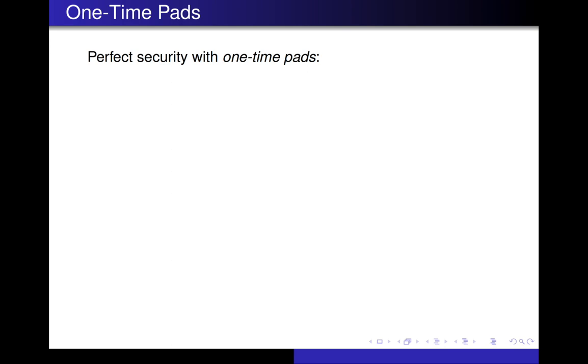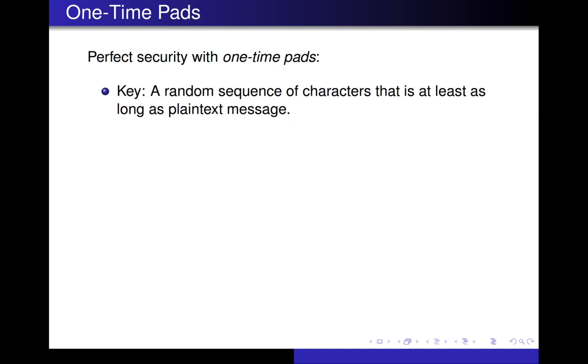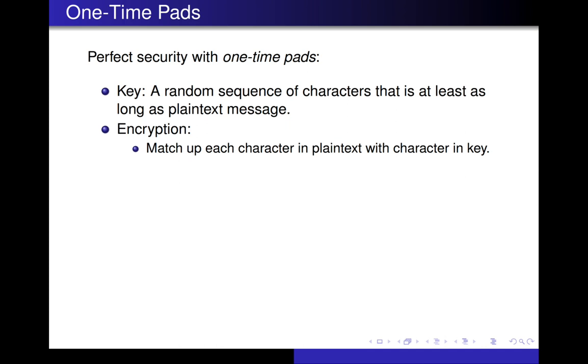So here's how a one-time pad works. The key is going to be not a keyword, but a random sequence of characters that is at least as long as the plain text message. So if you had a plain text message of 100 characters, that means your key would have to have at least 100 characters. So, big key. For encryption, first you're going to match up each character in your plain text with the corresponding character in the key. So you're going to pair them up, one in plain text for each character in the key.